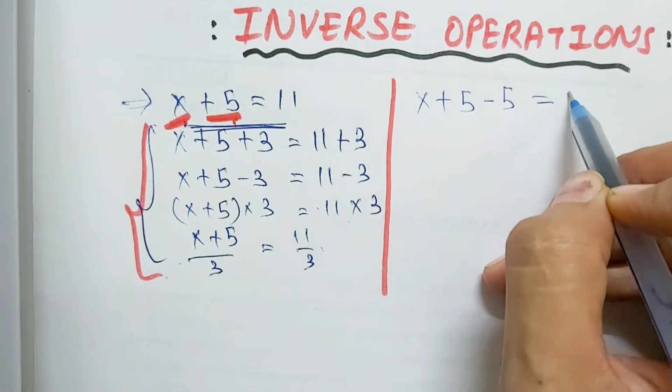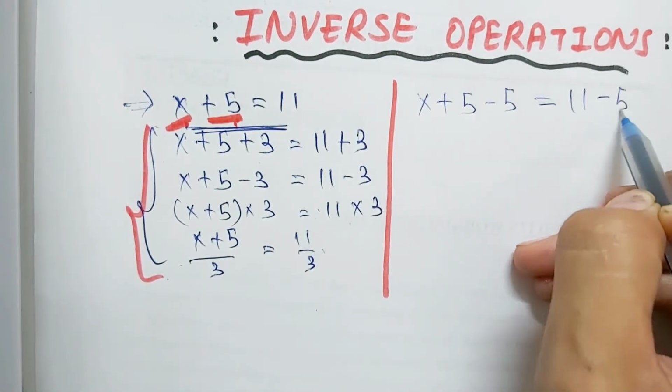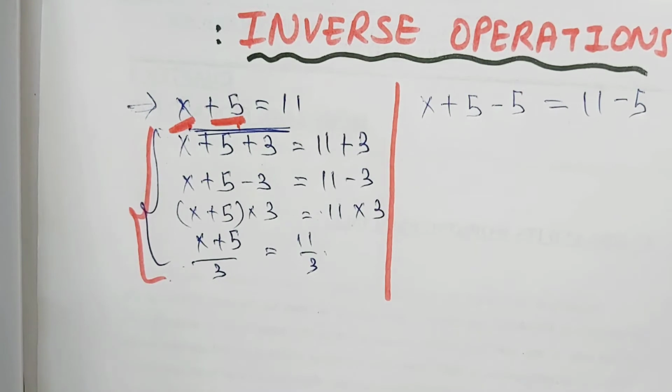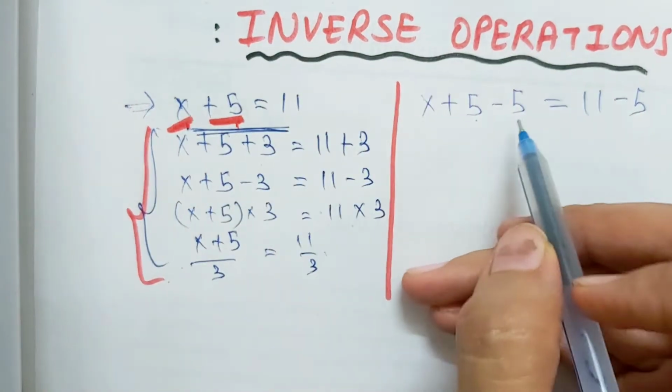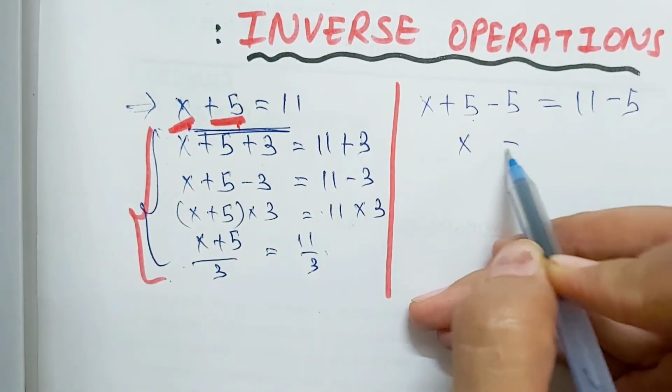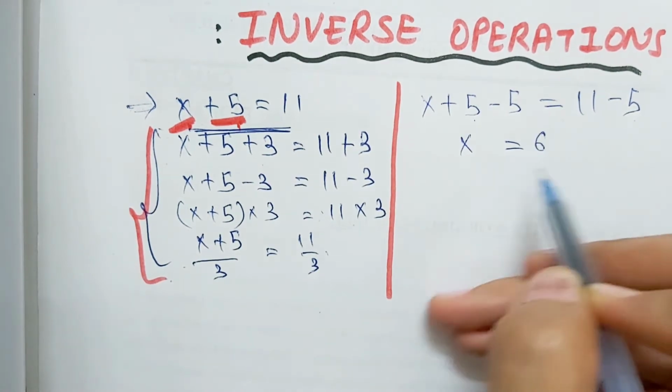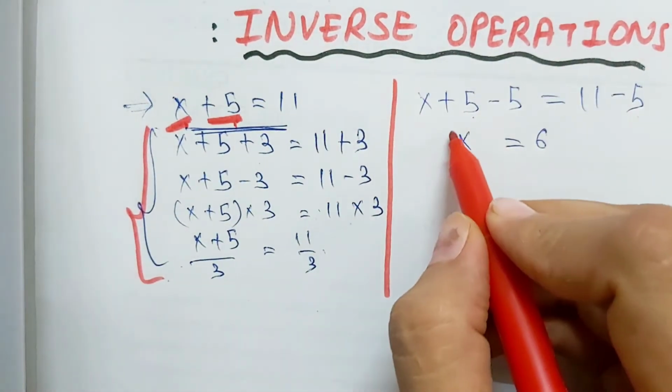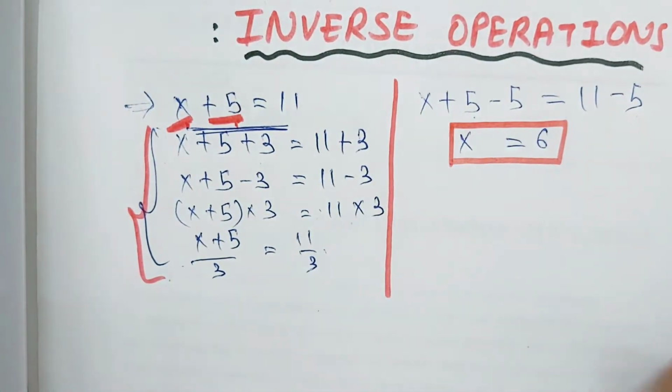So I'm going to perform the same operation on the right hand side as well. Okay, that's how inverse operations work. Now let's solve this. So 5 minus 5 is 0. So here x is equal to 11 minus 5, which is 6. It means that my x value that satisfies this equation is 6.